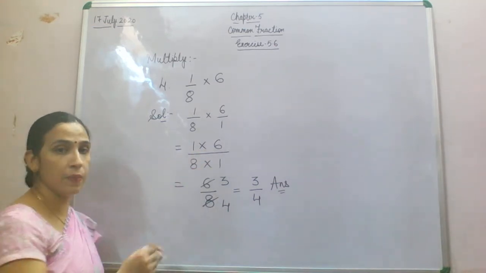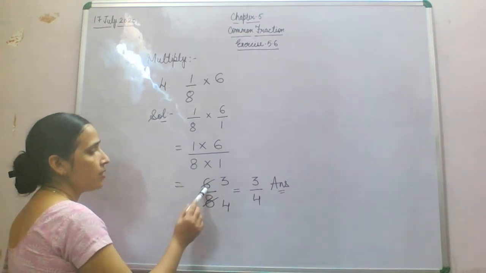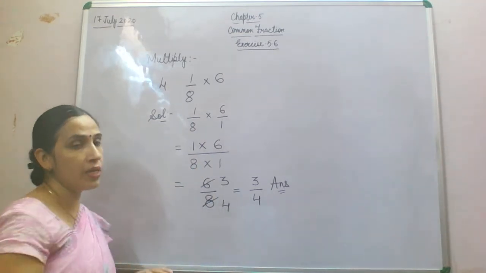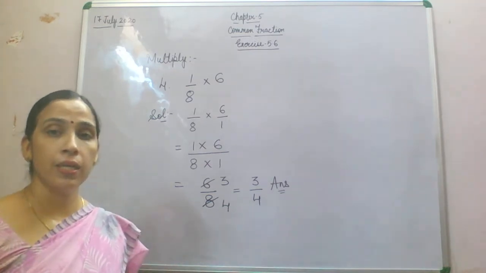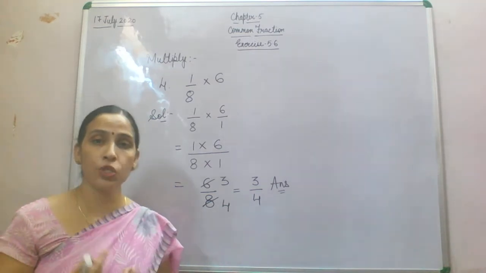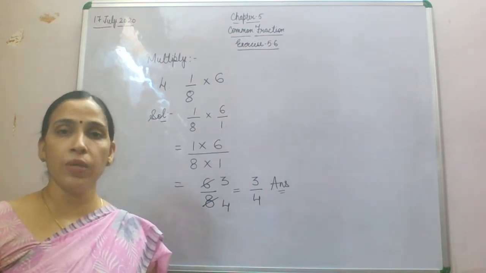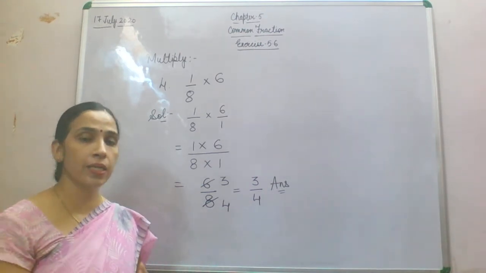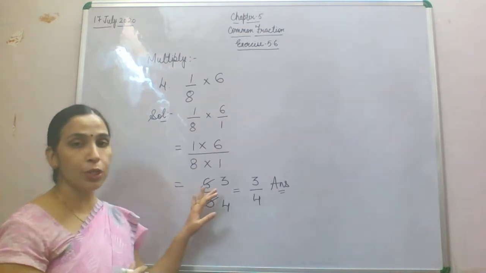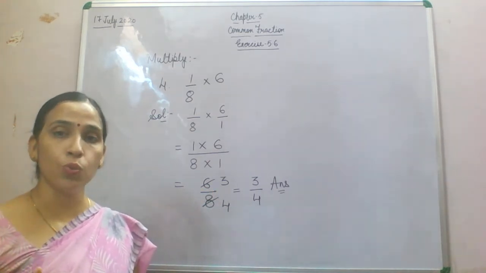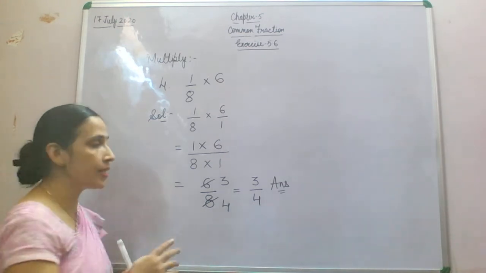After doing multiplication here, 6 ones are 6, 8 ones are 8. Then we have to find out in which table these two numbers come. So we are going to reduce with that table. Now we are going to reduce it. 6 and 8 come in the table of 2, so we will reduce it with the table of 2.